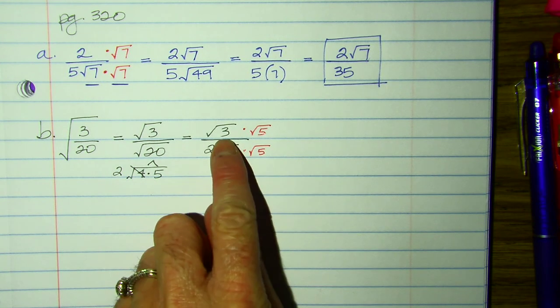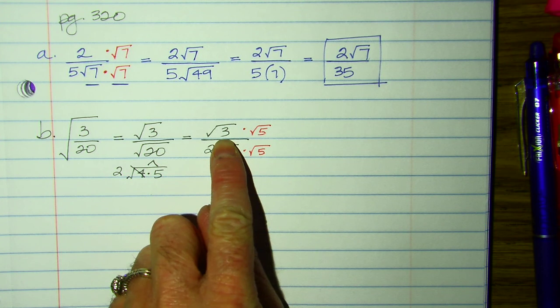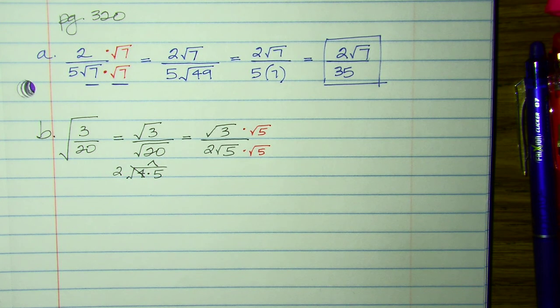We don't care what's on the top. It's okay if radicals are in the top. The section is called Rationalizing the Denominator, not the numerator. We don't care if it's in the numerator.